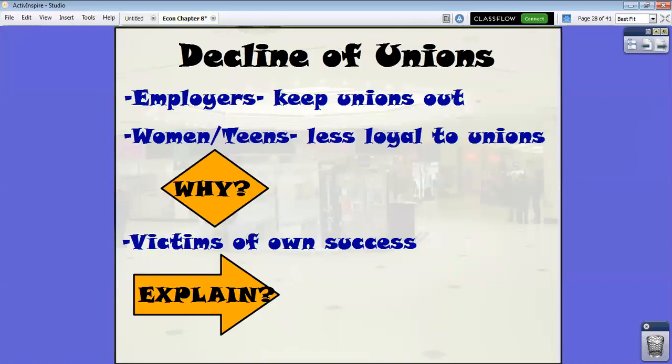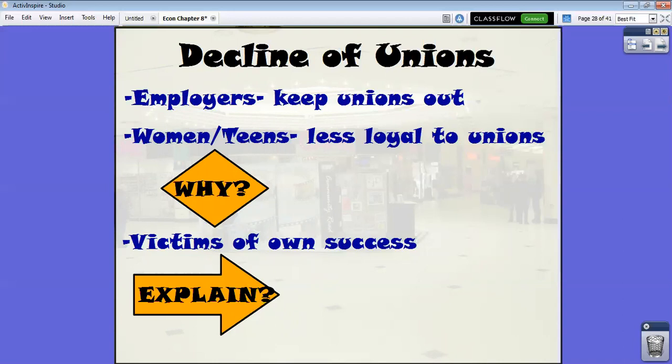As a whole, over time, unions have been on the decline, and your book gives you three reasons. The first one is employers have worked hard to keep unions out, knowing that they do command higher salaries for their members. So they try to keep the unions out.